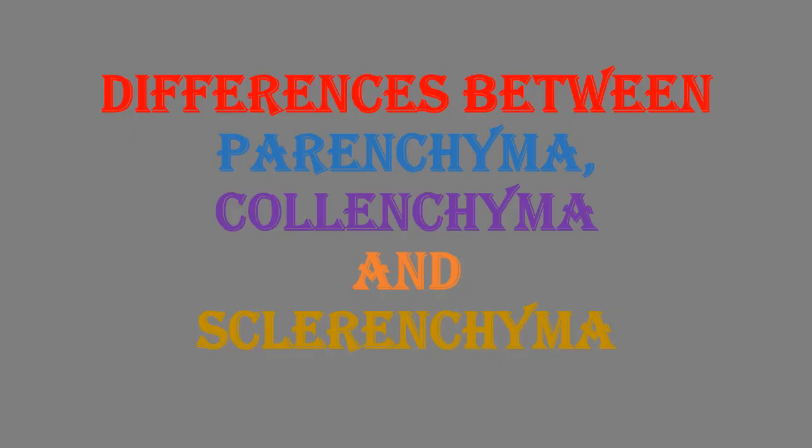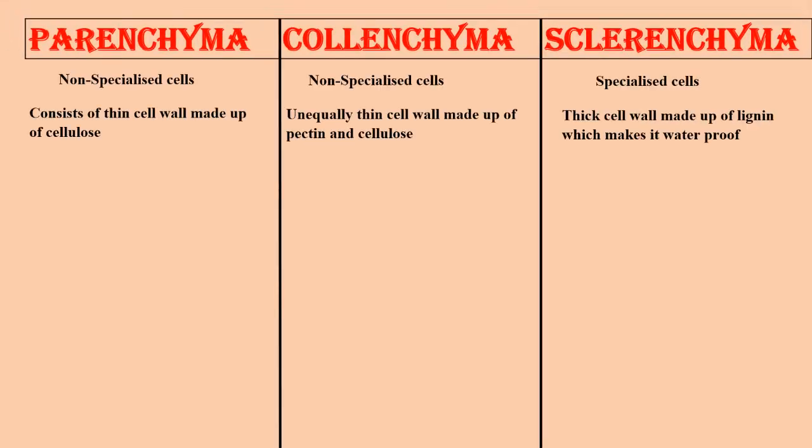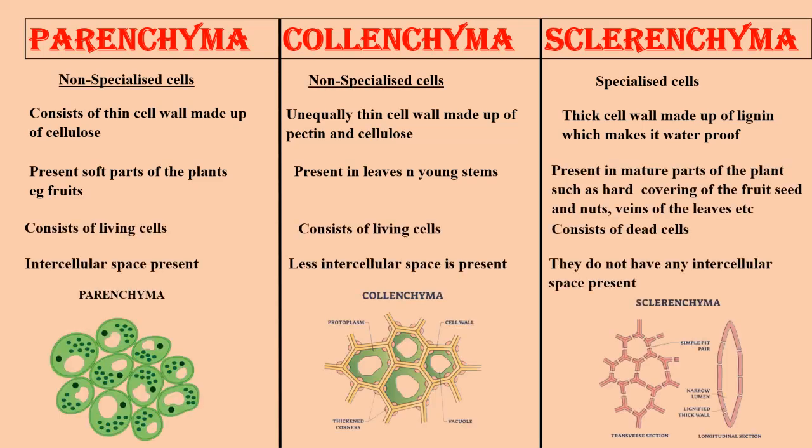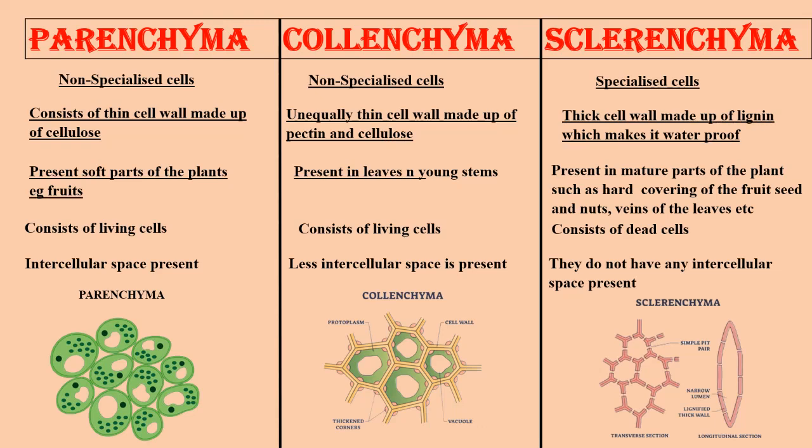Let's see the differences between parenchyma, collenchyma, and sclerenchyma. Parenchyma has non-specialized cells, whereas collenchyma and sclerenchyma have specialized cells. Parenchyma consists of a thin cell wall made up of cellulose, whereas collenchyma has an unequally thickened cell wall made up of pectin and cellulose. Sclerenchyma consists of a thick cell wall made up of lignin, which makes it waterproof. Parenchyma tissues are present in soft parts of the plant, for example fruits. Collenchyma is present in leaves and young stems, and sclerenchyma is present in mature parts of the plant such as the hard covering of the fruit, seeds and nuts, veins of the leaves, etc.